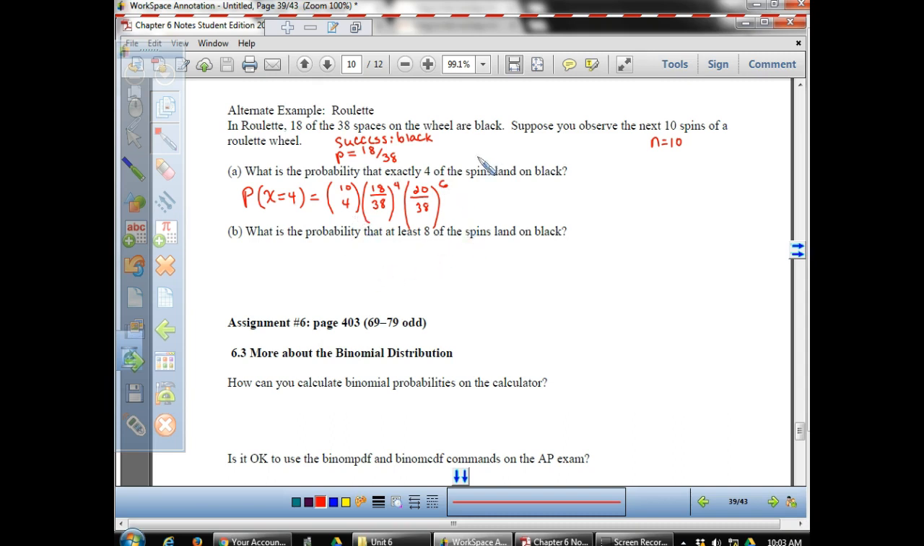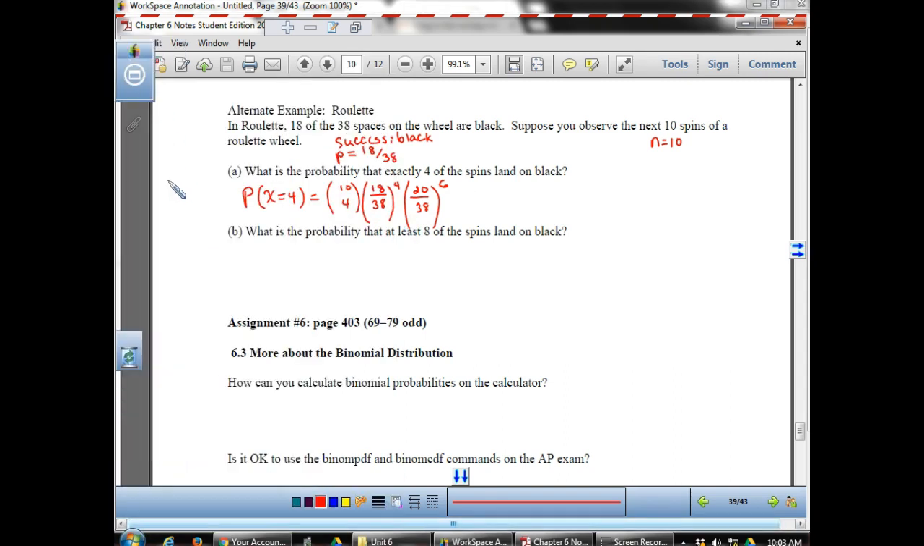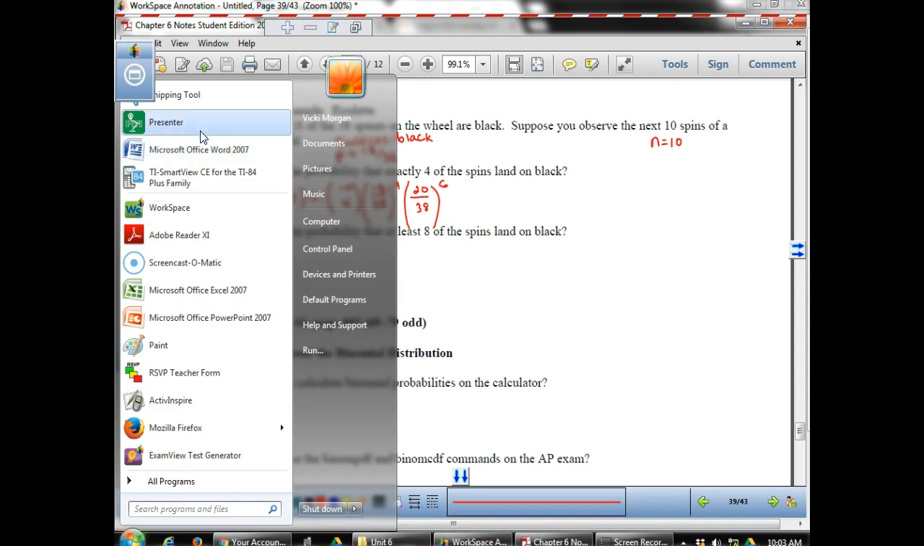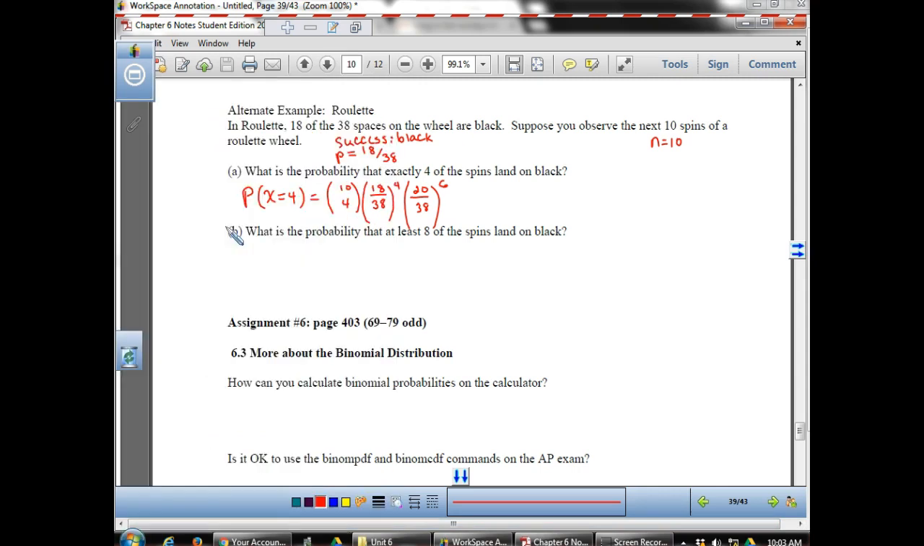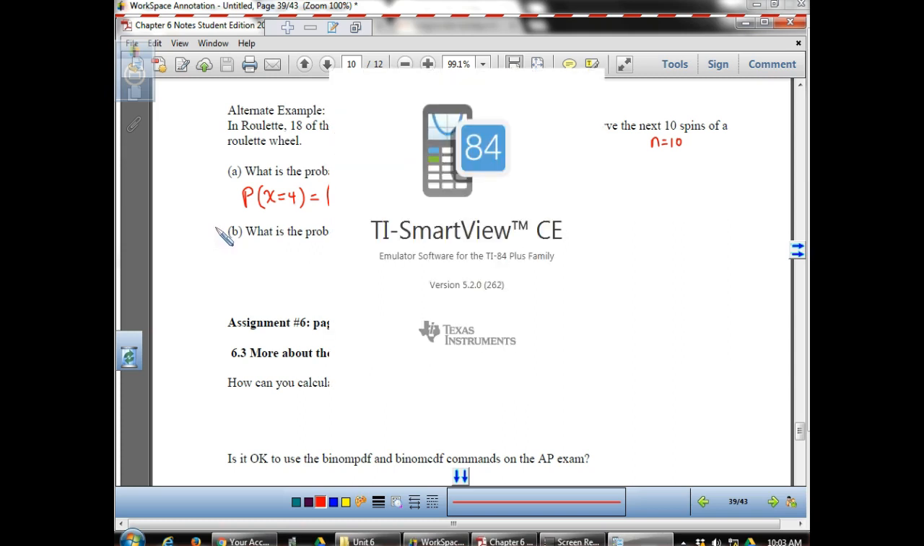And then I'm going to actually show you how to do it in the calculator in tomorrow's notes. So you could do this mathematically. In fact, let me do that for you. Okay, so I'm going to first do my combination, and I'll show you how to do that. And then I need to raise the probability of success to 4 and the probability of failure to 6. And that's really all it boils down to.